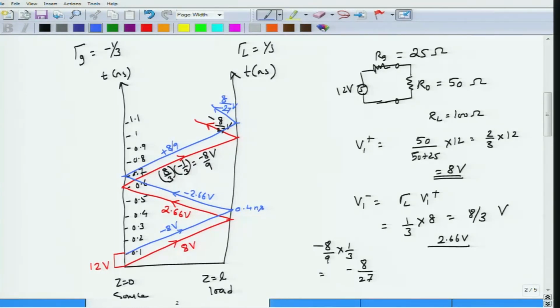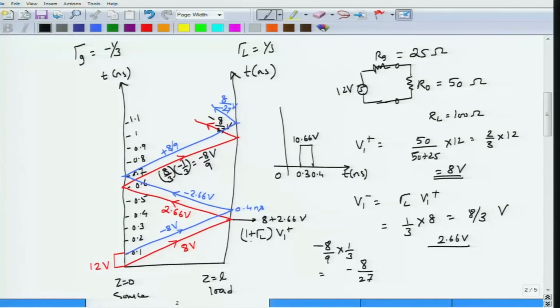Now if you were to draw the voltage waveform at the load side, this is what you are going to observe. So let us call this 0.3 nanosecond, and it would be 0.4 here, this is 0. So let me calibrate t in terms of nanoseconds. What would be the pulse value? This is 8 plus 2.66, right. So this is the value over here, 8 plus 2.66 volts, which is 10.66 volts, right, because you remember the voltage that is actually seen at the load is 1 plus gamma L times V1 plus. Okay, so there is a sum of incident as well as reflected voltage.